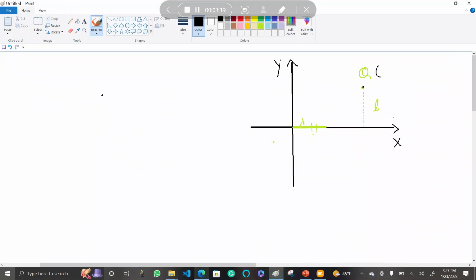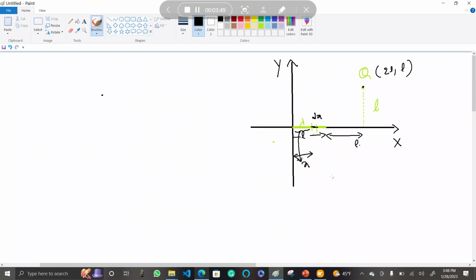So its coordinate in the XY plane I can write as 2L and L. This up to here is L and here to here is L. Okay, so now I'm going to consider this small line charge of length dx which lies at a distance x from the origin. This distance is x, lies x distance away from the origin.